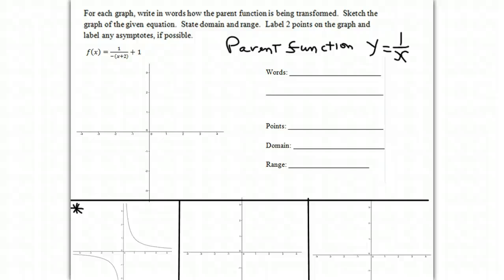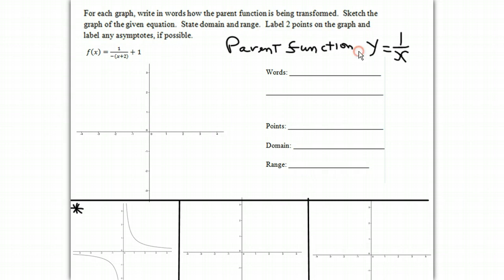Today we're going to learn how to transform the graph of a parent function. First thing you have to do is recognize the parent function, and looking at our question, you should be able to easily see that the parent function is y equals 1 over x, which I put over here on the right side. We should now look at what kind of transformations are occurring.